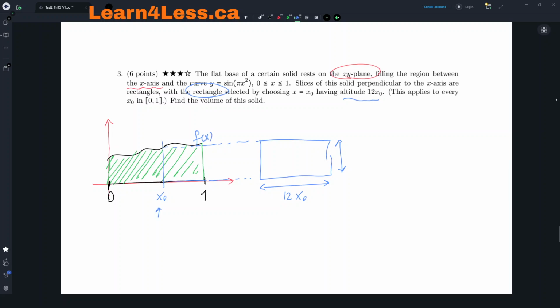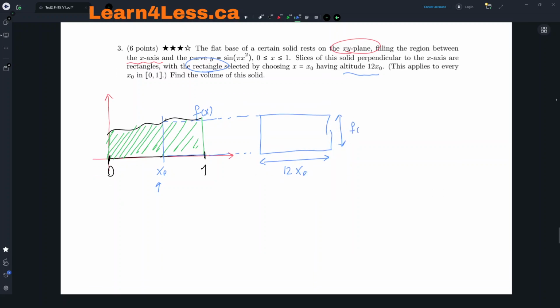So at any cross section, wherever you slice it, you get a rectangle, which this would be one side of the rectangle, this length, which is the function value, and the other side of that, or basically they call it altitude, is 12 times the x coordinate of that point. So I can just leave it this way, and this is f of x.